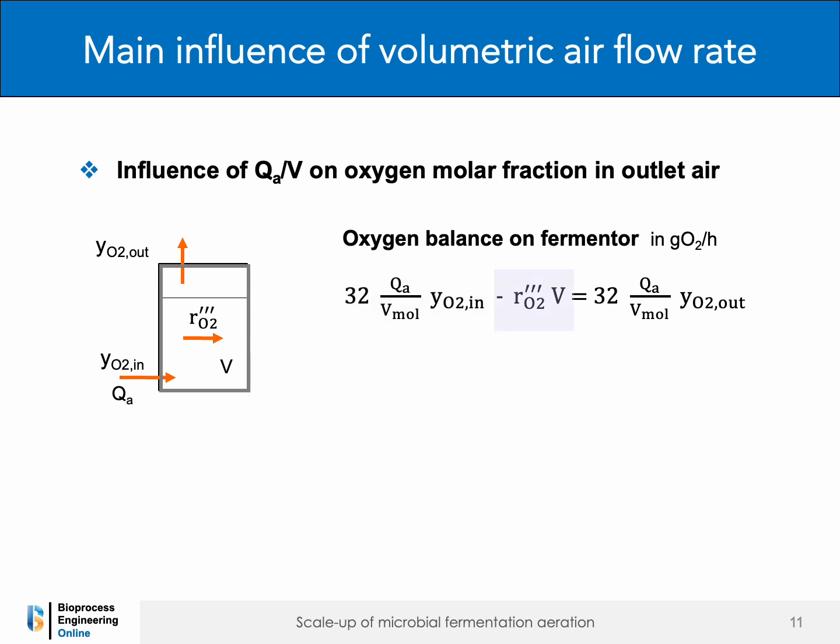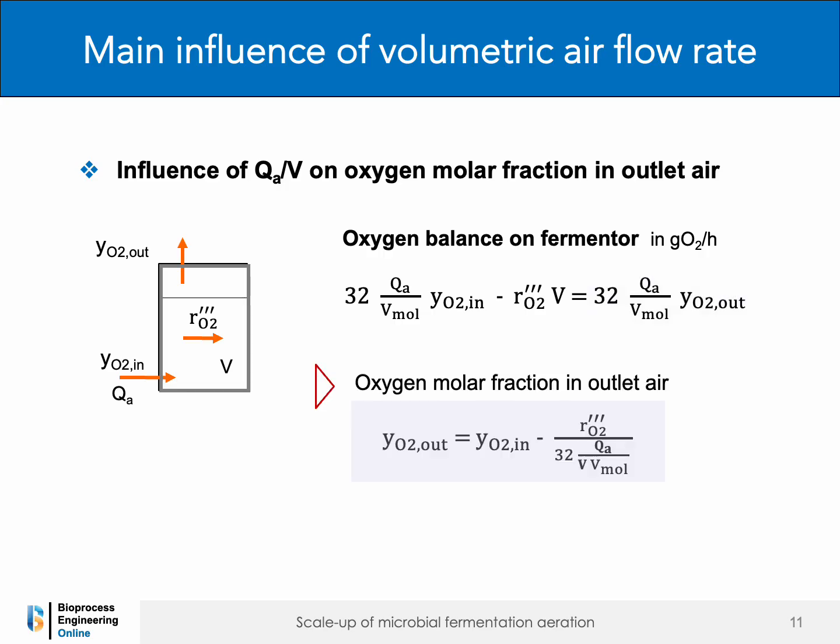The oxygen consumption rate in the fermenter is the product of the volumetric oxygen consumption rate, RO2/3, by the medium volume V. The oxygen outlet rate is 32 Qa over V mol times YO2 out. Accordingly, for a given oxygen consumption rate, it is the volumetric airflow rate per unit liquid volume, Qa over V, that determines the remaining oxygen molar fraction in the exhaust gas. YO2 out equals YO2 in minus RO2/3 divided by 32 Qa over V divided by V mol.